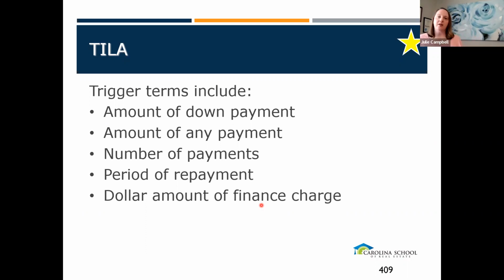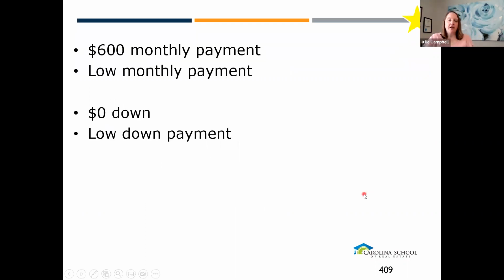So let's look at a couple examples together, talking about a specific number, talking about a trigger term. We already used the zero down versus low down payment. Another example might be $600 monthly payment versus low monthly payment. When you hit a specific number, and this is important, about the loan. If the number's not about the loan, then we haven't hit a specific number. So we're looking for those numbers about the loan, and it's the difference.